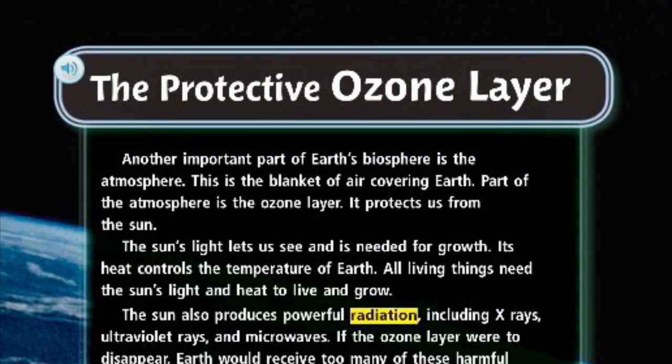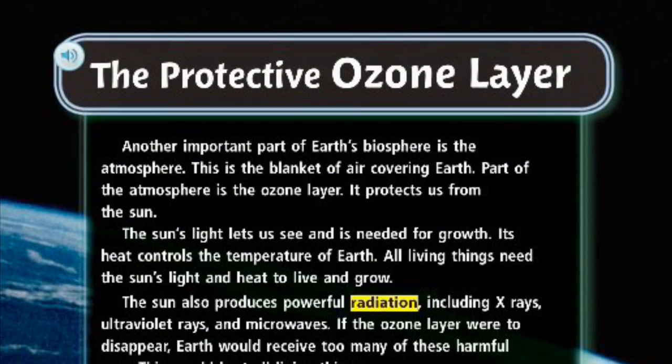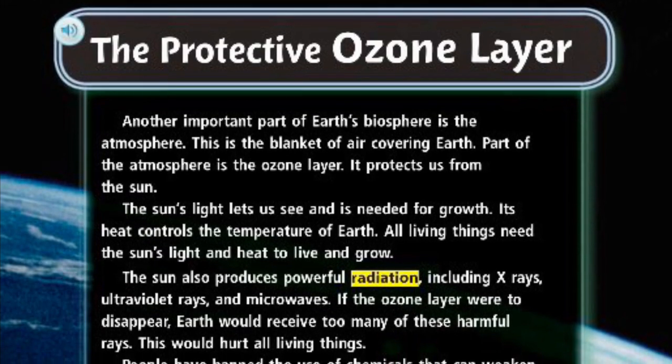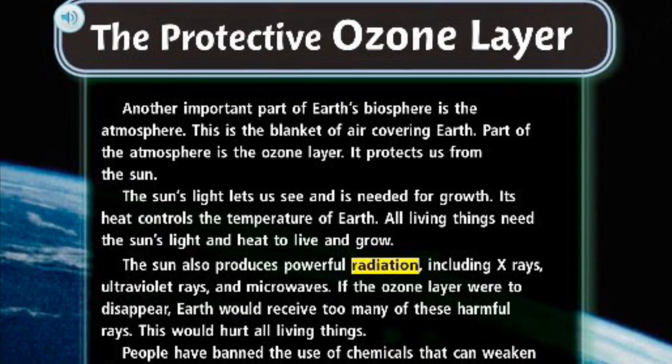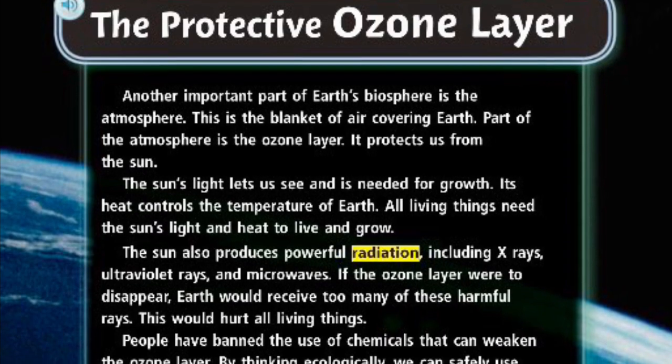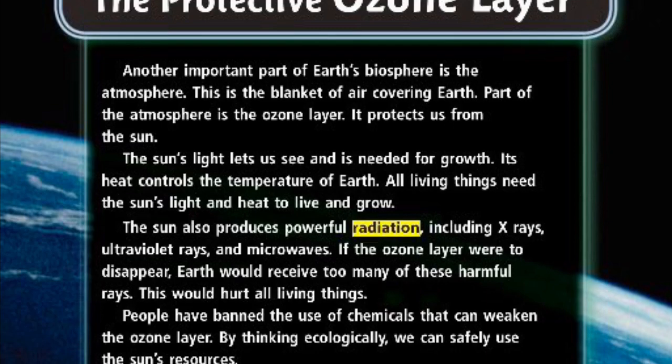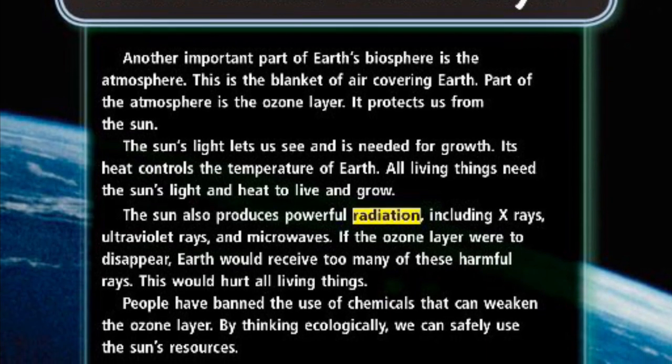The protective ozone layer. Another important part of Earth's biosphere is the atmosphere. This is the blanket of air covering Earth. Part of the atmosphere is the ozone layer. It protects us from the sun. The sun's light lets us see and is needed for growth. Its heat controls the temperature of Earth.